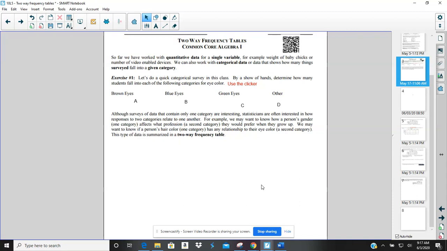Good morning, everybody. I wanted to do Unit 10, Lesson 5 with you because it's a little bit tricky when we start getting into some scenarios of probabilities where we have to know what's given. I'll get into it in a minute, but make sure you're turned to two-way frequency tables, which is Unit 10, Lesson 5, and we're going to begin.